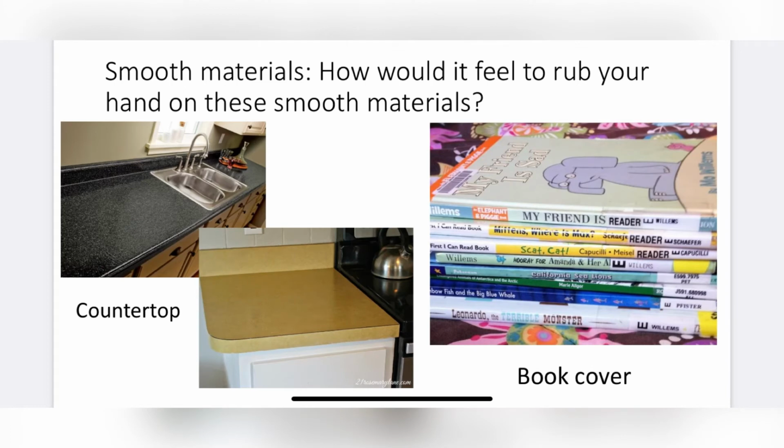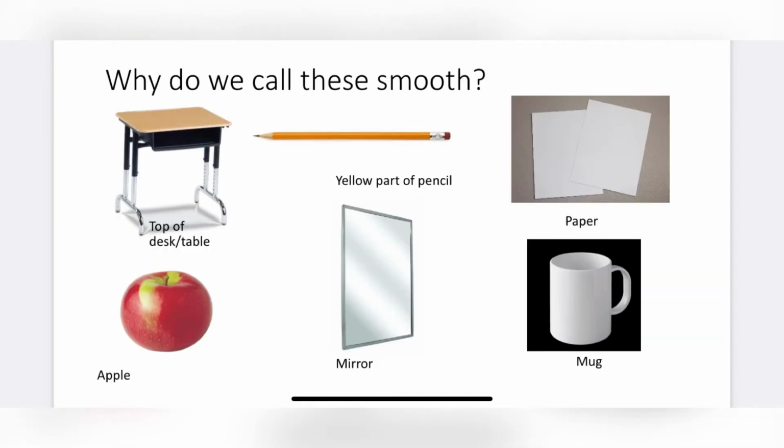Now, let's talk about smooth materials. Smooth means that it's flat, and when you run your hand over the surface, it glides easily. Nothing hurts your hands. Your hand just slides over it, and it's very comfortable. You can run your hand over a book to see what I'm talking about. Now, why do we call these objects smooth? All of these objects are flat, and if we rubbed our hands across them, our hand would move easily and it would feel super flat. Very easy to slide our hands across.